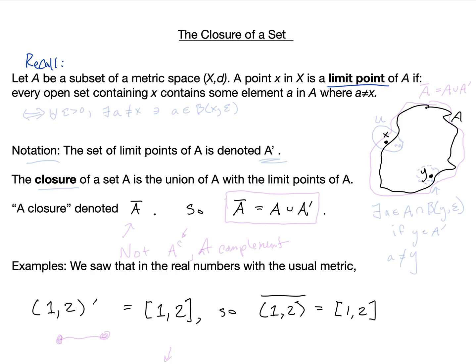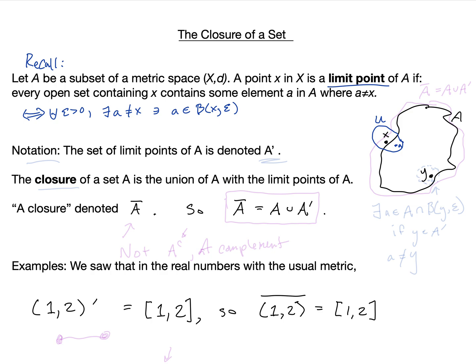So here we have our point X in the set A, and if we take any open set U containing X, then there must be some point A other than X that is contained in U. That's the definition of limit point. Recall that because an open set in a metric space is a union of open balls, this is true if and only if, for all epsilon greater than 0, there is some A not equal to X such that A is an element of the ball centered at X of radius epsilon. So that's just an equivalent definition of limit point for a metric space.